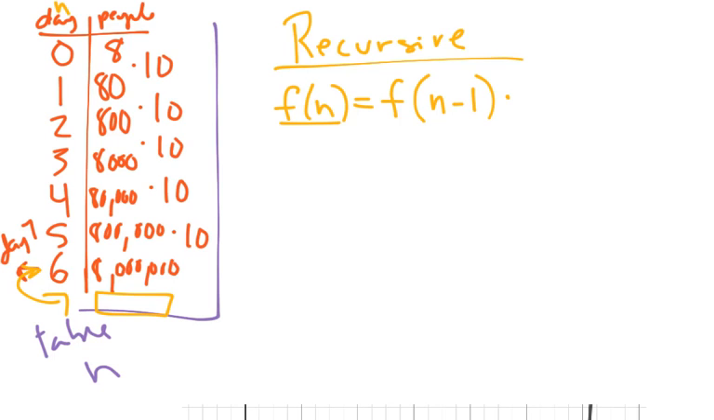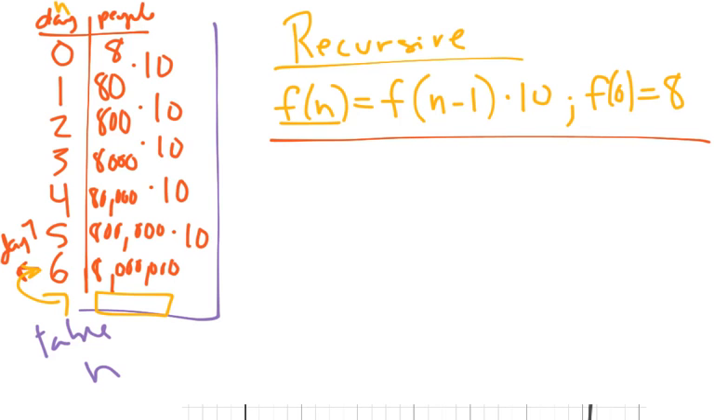And then what are we doing? We're multiplying by 10. And where did we start? Well, at f of 0, we were at 8. Okay? So there's our recursive equation. That demonstrates what's going on here as well. Okay? That's another way to show, another model. We also can use our explicit.